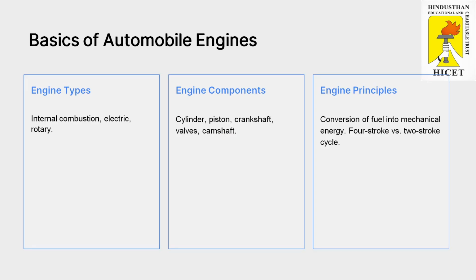The basics of the automobile engines. Internal combustion engines are classified into CI engines as well as SI engines, that is, diesel engines as well as petrol engines. Along with that, there are hybrid vehicle technologies, pure electric vehicles, and rotary engines, which are rarely used. The basic engine components are cylinder, piston, crankshaft, valves, and camshaft.